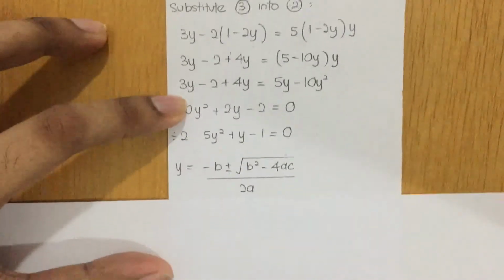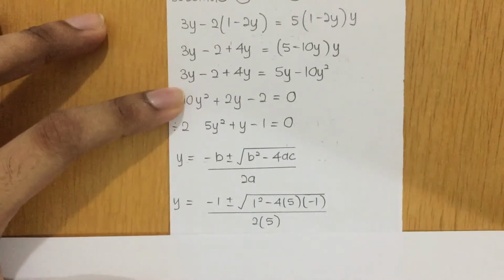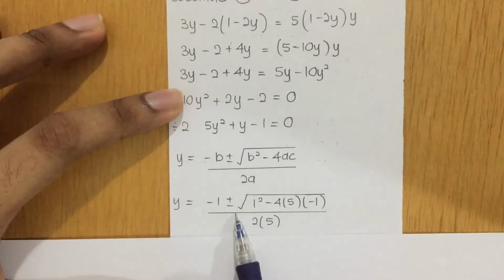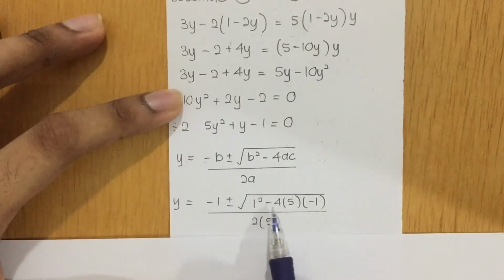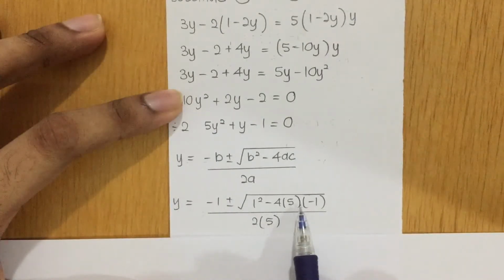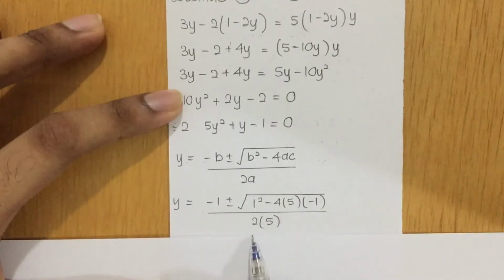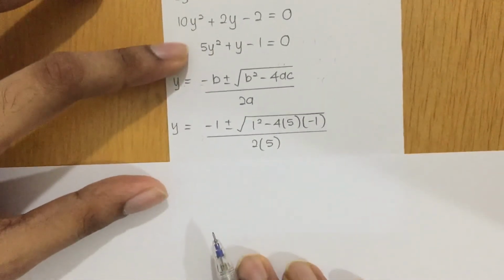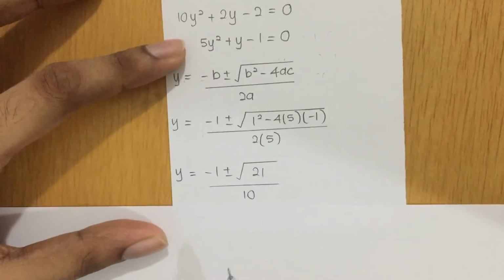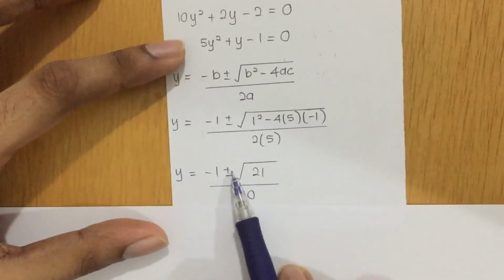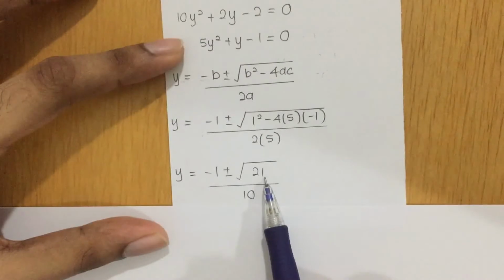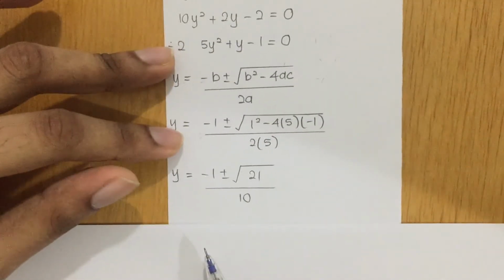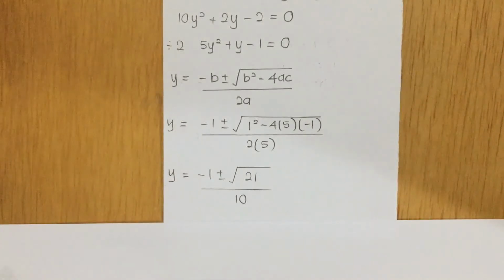Okay, let us continue. So from here, y equals negative 1 plus minus square root of 1 squared minus 4 times 5 times negative 1, divided by 2 times 5. Okay, so from here you should get y is equal to negative 1 plus minus square root 21 divided by 10. Okay, let me proceed the remaining working to the next page. So please hold on for a moment.